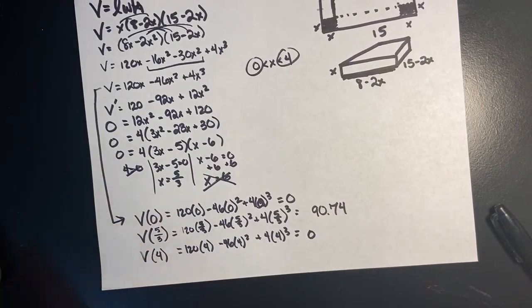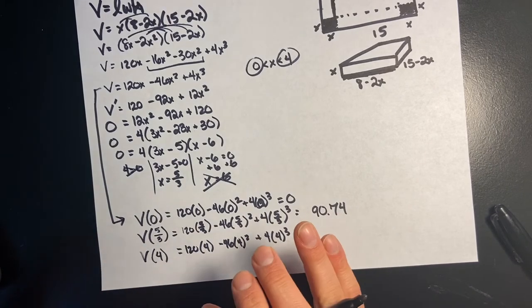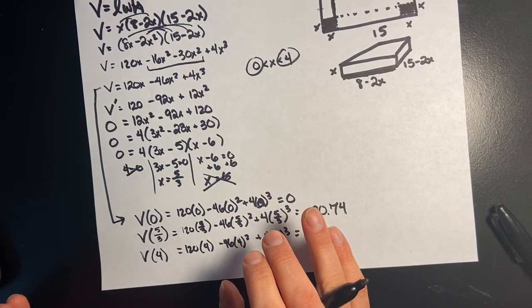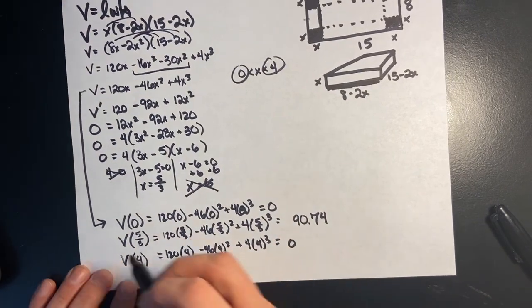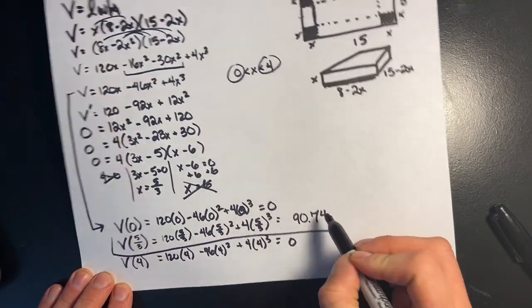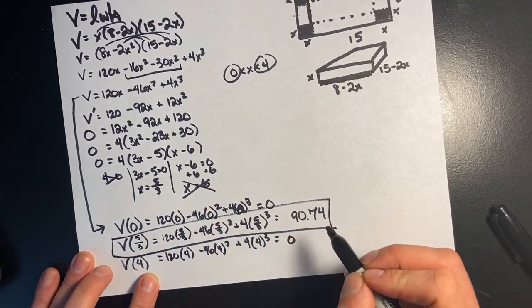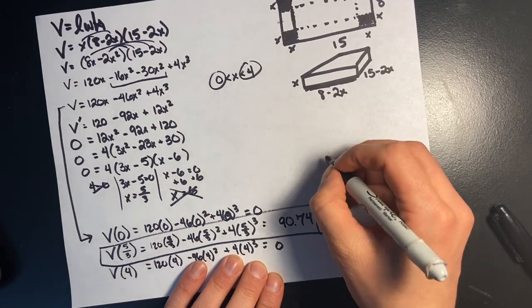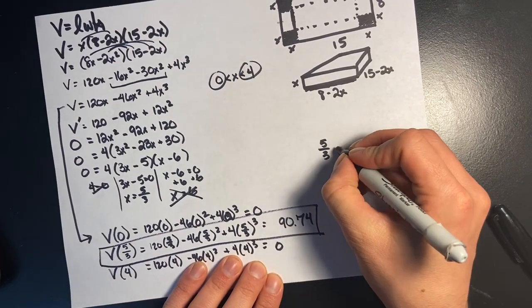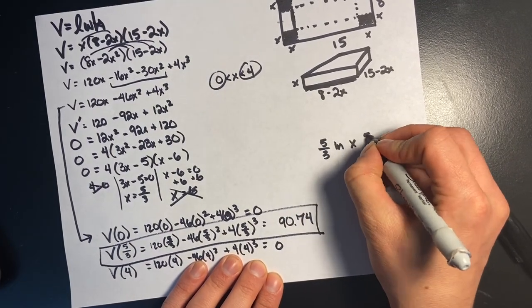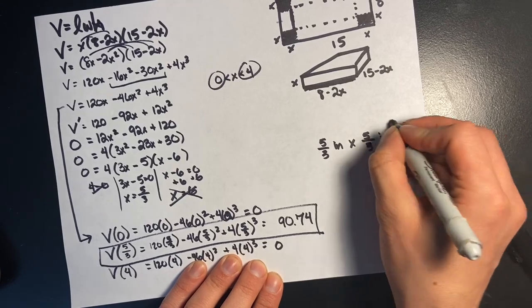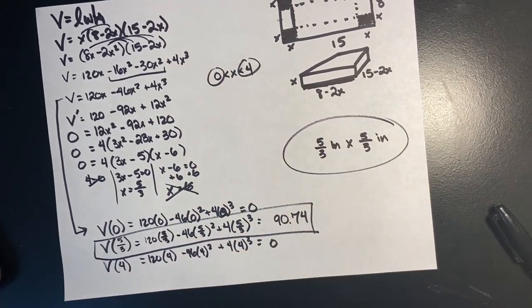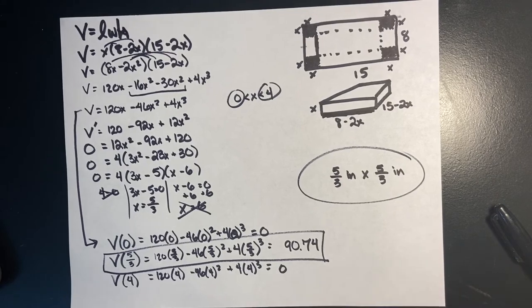So, the original question asked what size the squares should be to obtain the largest volume. It's this guy right here. What were we doing? Feet, inches, inches. The squares are going to be 5 1/3 inch by 5 1/3 inch. Okay? Fun, fun, fun. One more.